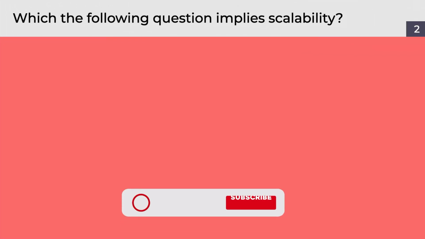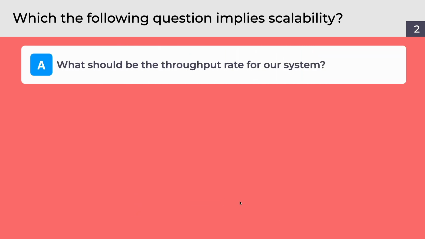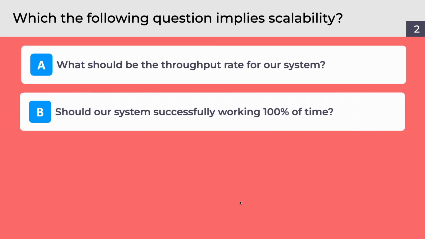Which of the following questions implies scalability? Option A, what should be the throughput rate for our system? Because it's talking about the throughput rate, and throughput rate normally is a characteristic of performance. Option B, should a system successfully work 100% of the time? This one seems to be more about availability, as it's talking about whether the system is available 100% of the time.